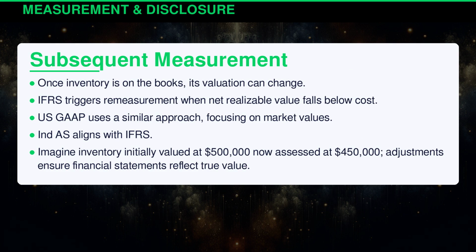Once inventory is on the books, its valuation can change. International Financial Reporting Standards triggers remeasurement when net realizable value falls below cost. U.S. Generally Accepted Accounting Principles uses a similar approach, focusing on market values. Indian Accounting Standard aligns with International Financial Reporting Standards. Imagine inventory initially valued at $500,000, now assessed at $450,000. Adjustments ensure financial statements reflect true value.